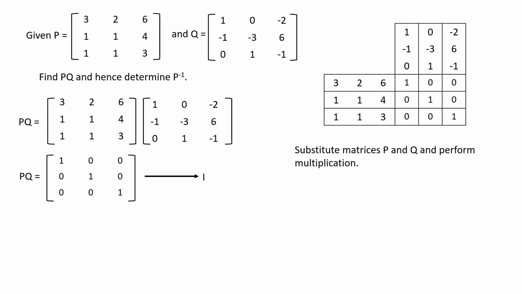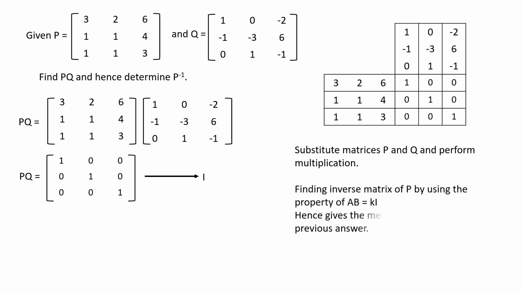Since there is a "hence" in the question, therefore we have to use the property AB equals KI, because "hence" means using the previous answer. So write down the equation where PQ equals constant multiplied with identity matrix.